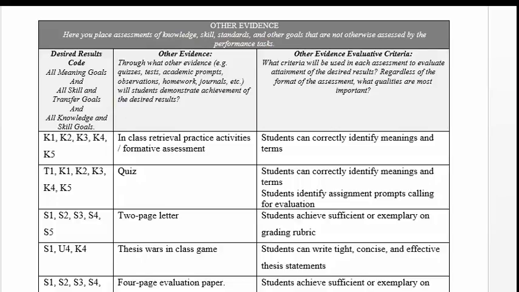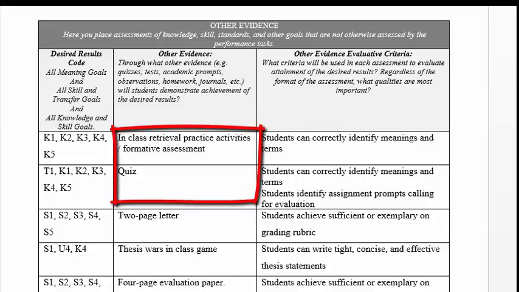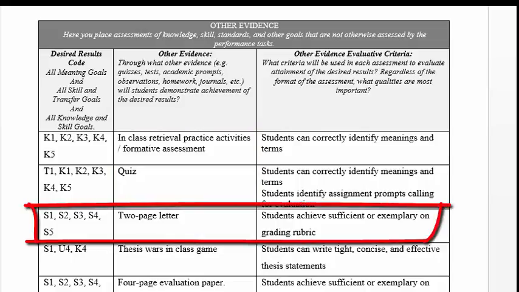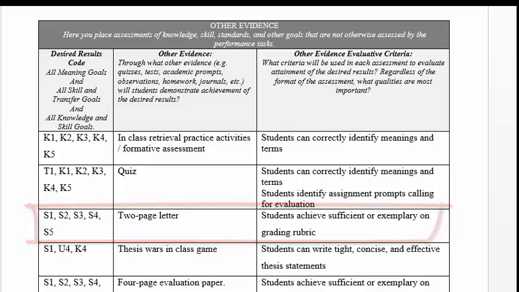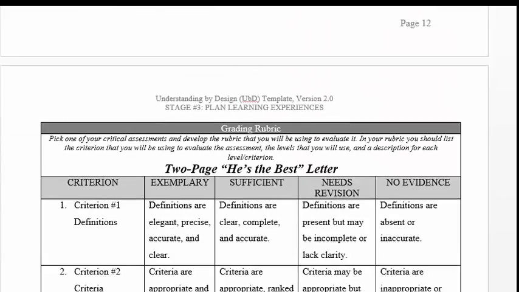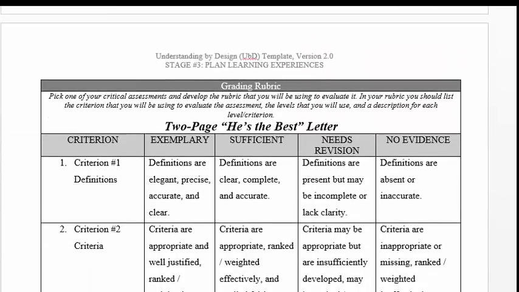Here, for example, the instructor has included some retrieval practice activities and quizzes to assess for knowledge, and also shows how a performance task may also assess for skills. In this instance, the evidence is demonstrated by achieving sufficient or exemplary on a rubric. The rubric is where the instructor assesses the critical assignments for the unit.